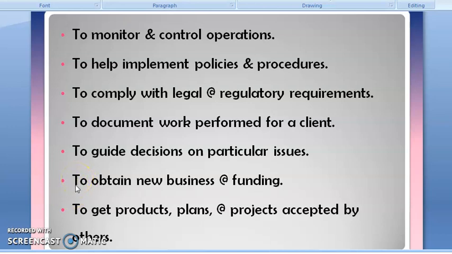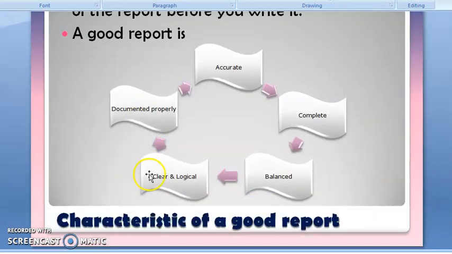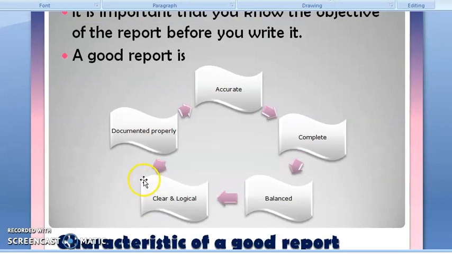On part 5 nanti you akan buat ENT 300. So you akan buat business proposal, to get products, plans, or projects accepted by others. Okay, the next one ialah kita akan tengok how actually the characteristics of a good report.